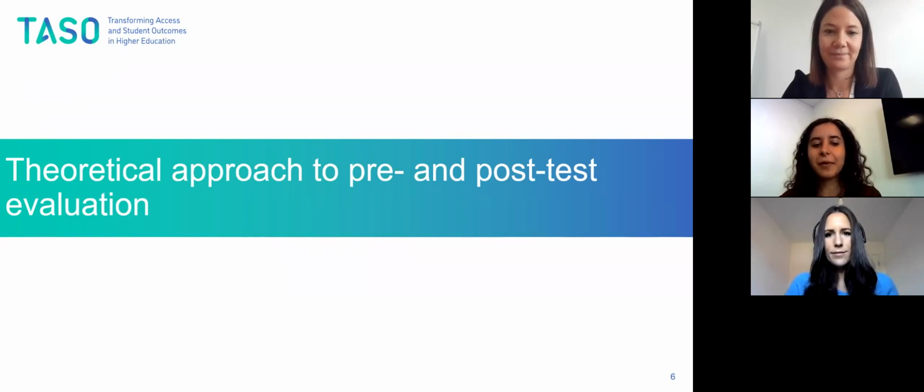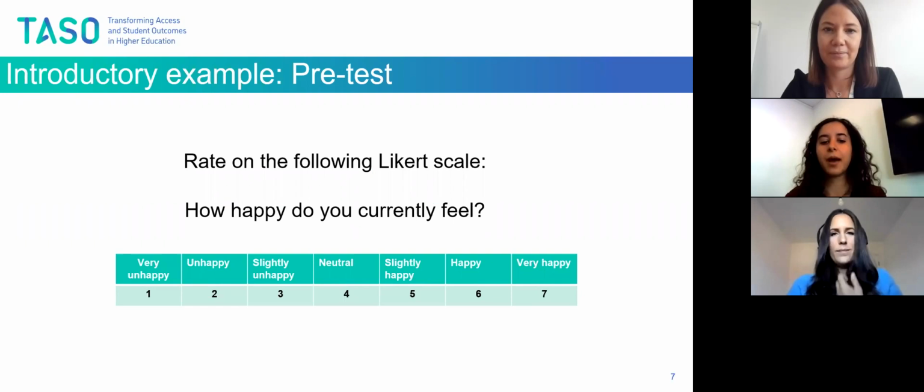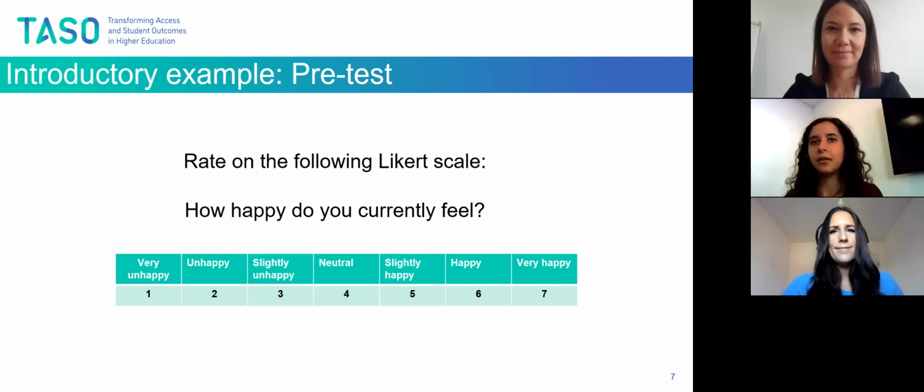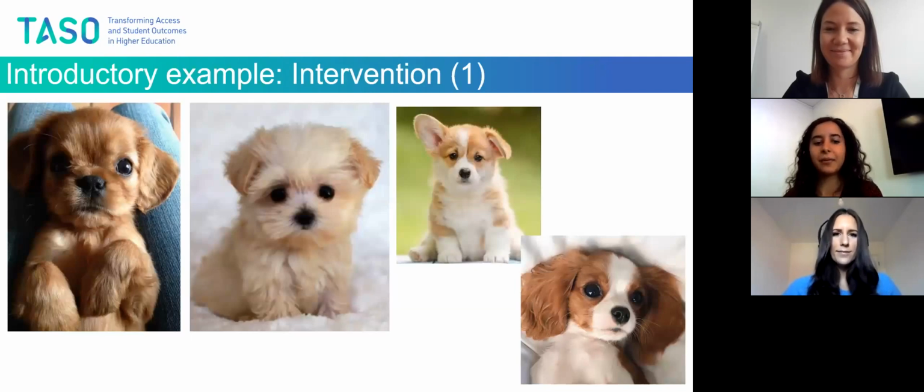In the first part of this webinar, we will provide a theoretical approach to pre-test post-test design. I will start with an introductory example where I will ask each of you to grab a pen and paper and rate your current level of happiness following this Likert scale that goes between 1 and 7. I just want to add a disclaimer. This is not a validated scale, because validated happiness scales generally contain many items and it would take too long. So I will just leave you a few seconds to write your level of happiness. Thank you. Now I want you to look at these cute puppy pictures for a little bit.